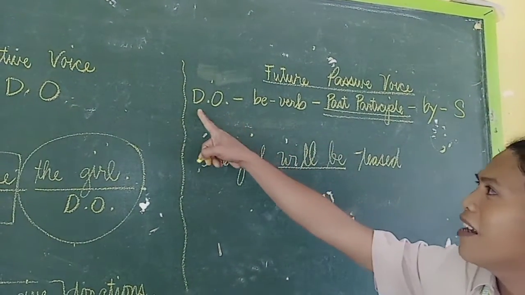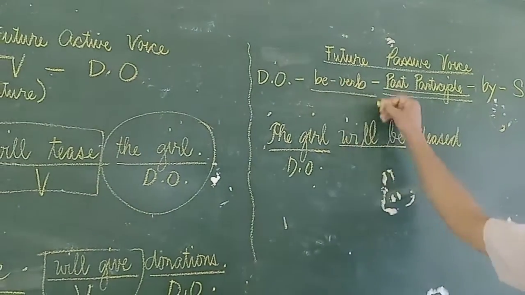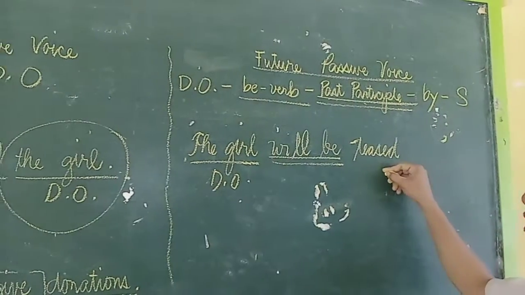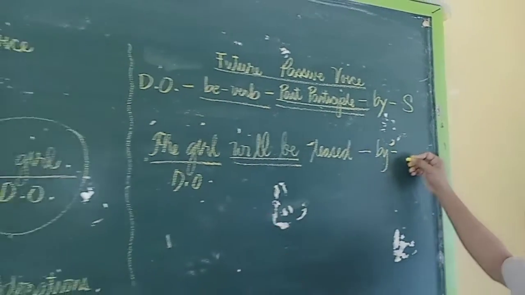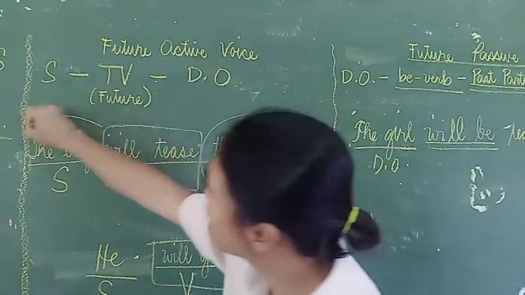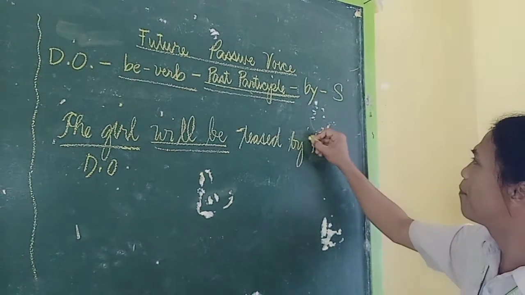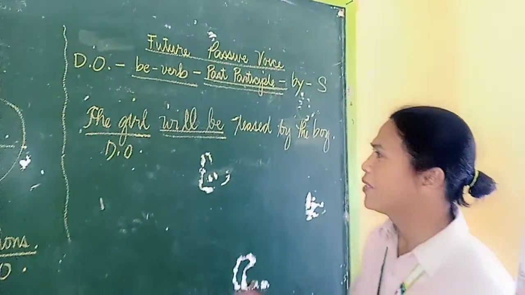Okay, no? Direct object, this one. Be verb, will be. Then past participle is. And then we have by. And then we have this one, the subject. Sa ito muna, we have, okay, so teased by the, okay, so let it down.